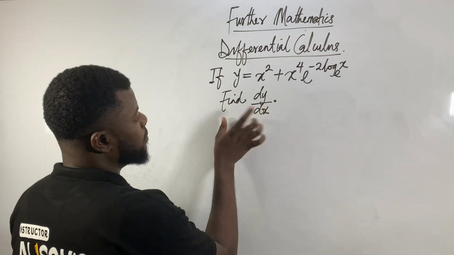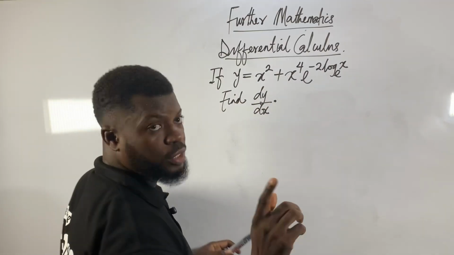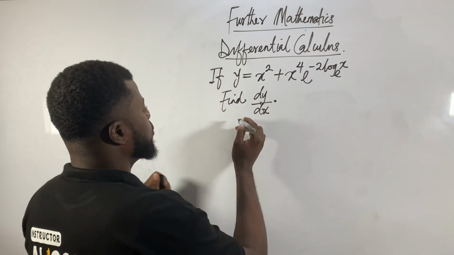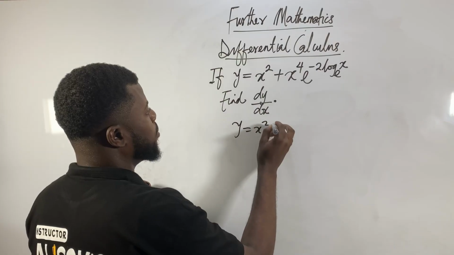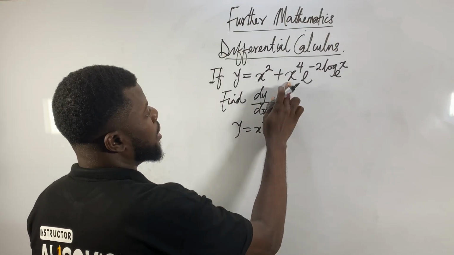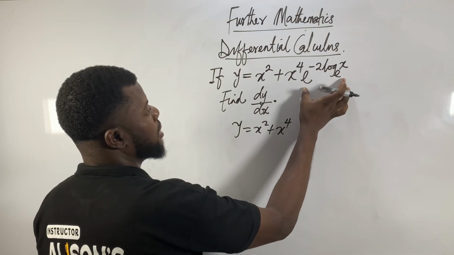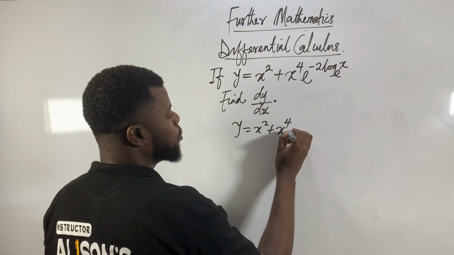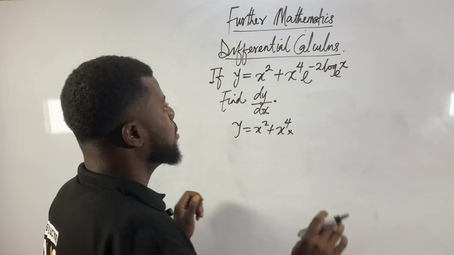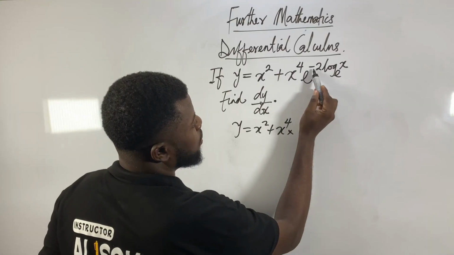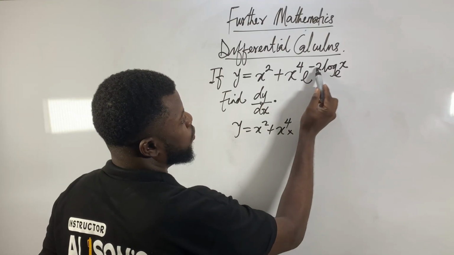Before I differentiate, find dy/dx. Make sure you know all those things I teach you. So y will be equal to x squared plus x to the power of 4, with the exponent of this particular function. Now times. Whether you use dot or times, anyone will do. Then what of this one? That's what I taught for log. The one in front of log will come up here.